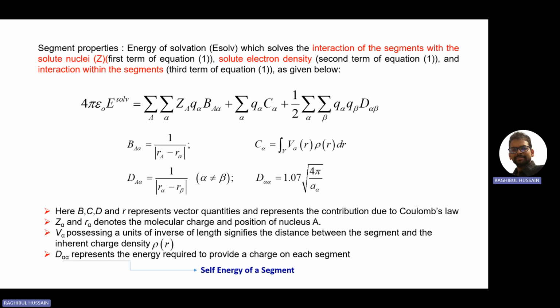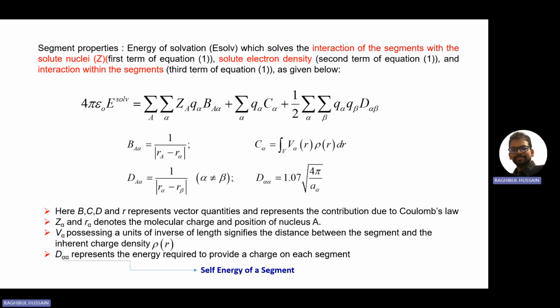B, C, D, R represent vector quantities, the contribution due to Coulomb's law. Z alpha and R alpha denote the molecular charge and position of the nucleus. So here you have the R alpha. R alpha is the position of the nuclei, so it is the difference of the distance.